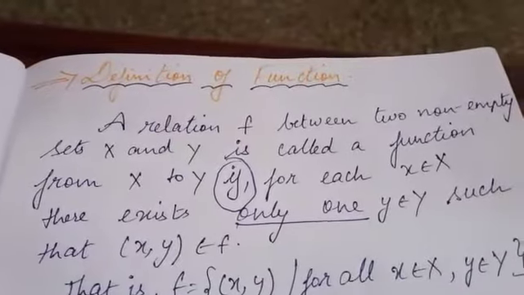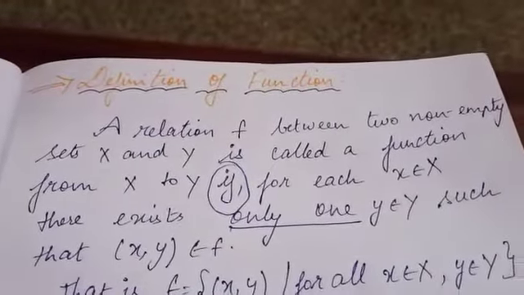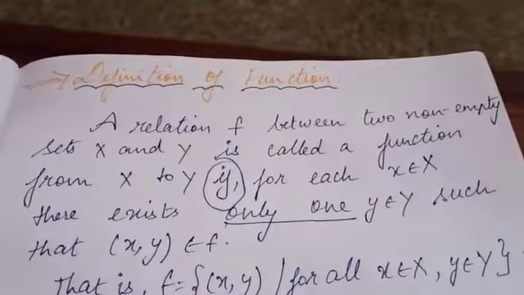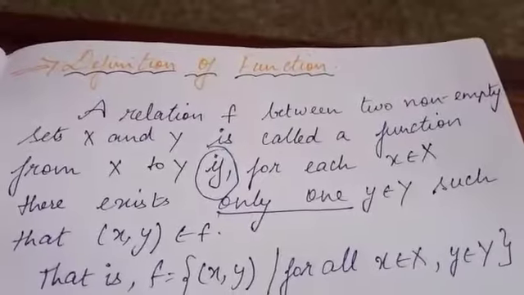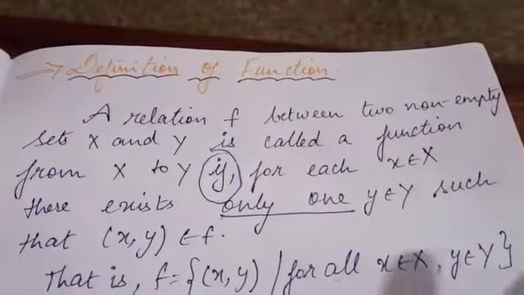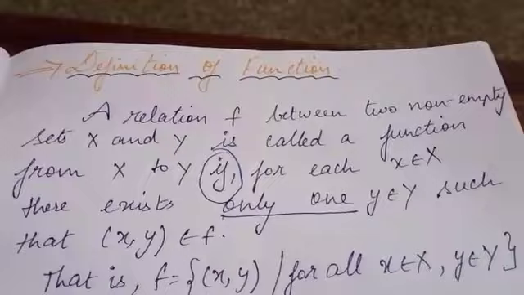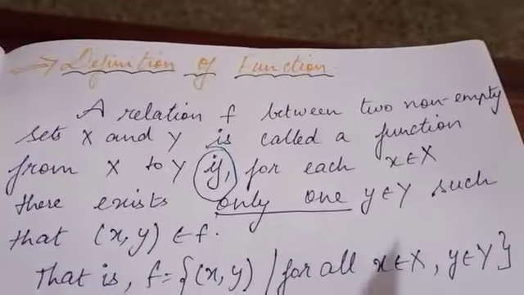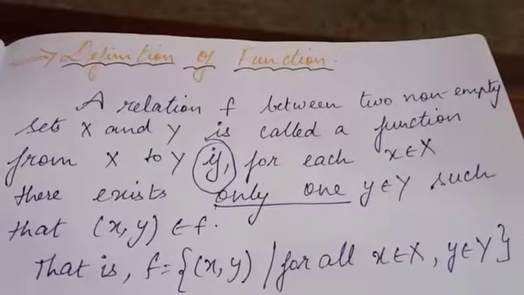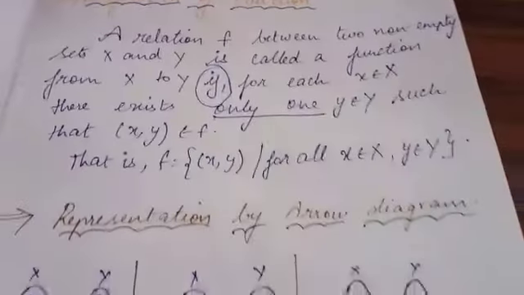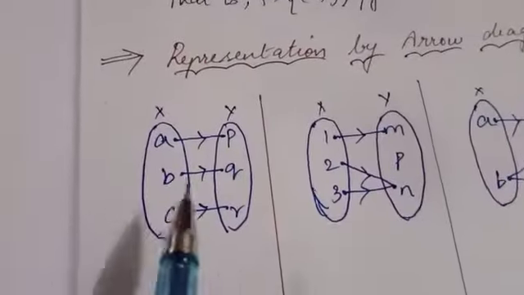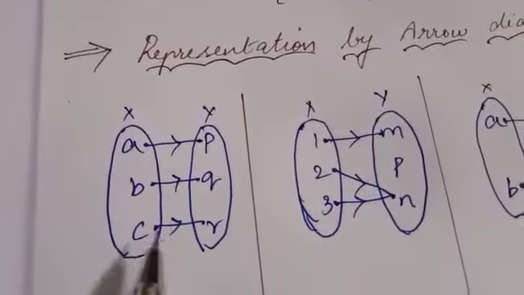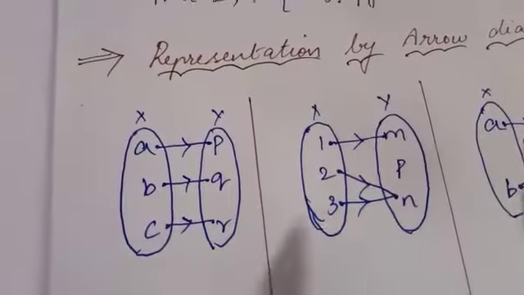So what does it mean? To be a function, the condition is that every input must have a single output. I'll repeat: every input must have a single output. Yes? I'll explain using an arrow diagram. First we'll check whether this represents a function or not.